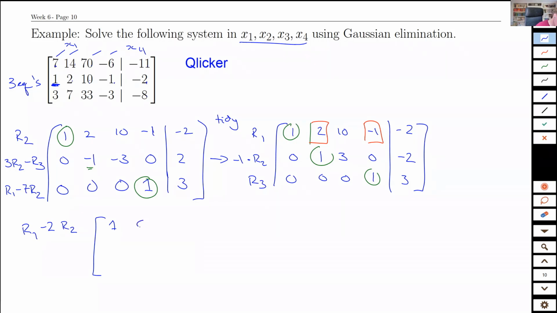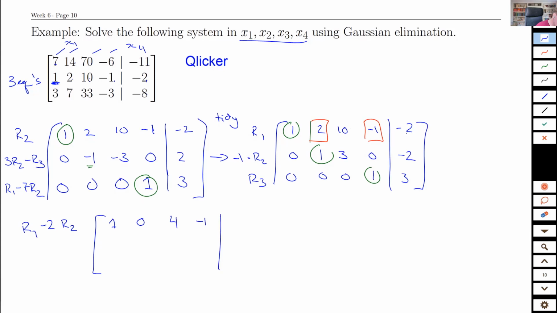2 minus 2 is 0. 10 minus 2 of these, 10 minus 6 is 4, and minus 1. And then here, this minus 2 of these is plus 2. Row 2 is actually fine, so we'll keep it as is: 0, 1, 3, 0, 2. And row 3 was fine, 0, 0. Oh, right, we're almost done.